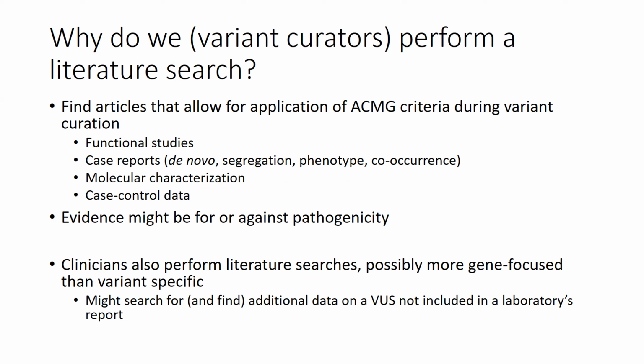I will say that clinicians also perform literature searches, possibly more focused on the gene than on the variant, to help them understand the phenotype spectrum and whether this variant is a solid fit for the patient that they have in front of them. But when they're performing a literature search, they might be looking for additional information on a variant that might not be included in a laboratory's report. So from a laboratory perspective, it's why we always try to be very thorough and capture all of the information possible to save our clinician friends' work.